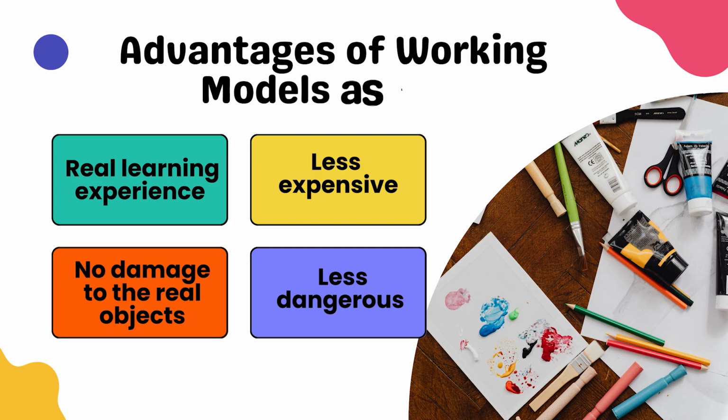So what are some of the advantages of using working models in the classroom? The first is it gives a real learning experience to the learners. Second, it is less expensive and we do not need to build expensive prototypes. The third, there is no damage to the real objects, like the real life animals or any other objects. The fourth is it is less dangerous as models are made learner friendly. The fifth, it is easy to make modifications to make it work better.